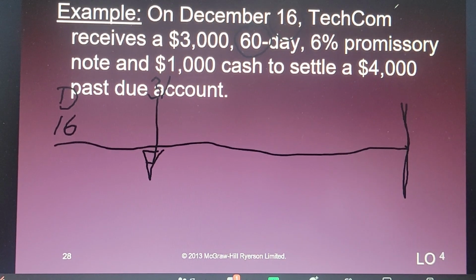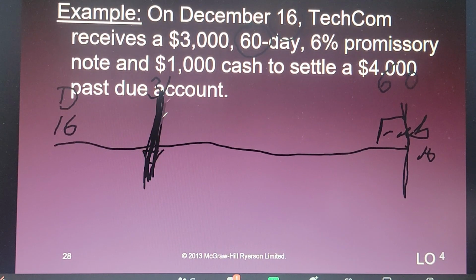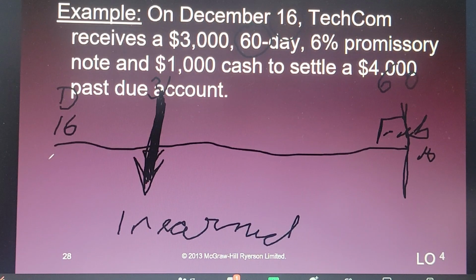Make sense? This is 60 days. It will be somewhere in February, maybe Feb 10 or 12 or whatever, right? So I have to do an entry here to record the interest earned. There's an interest earned between the 16th and the 31st, for that amount.